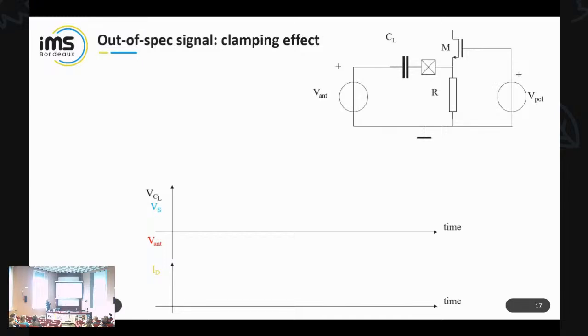It's just an overview of what's arriving here. At the beginning, we expect that the antenna signal is zero or very small. So the source voltage is just controlled by the polarization value, and the drain current is also controlled by this resistance. Everything is in good shape. Then the signal of the antenna arrives, which is a bit larger than expected. Here it's going down, and the source cannot go down because the VGS will just increase dramatically. Because it increases, it will add a lot of current.